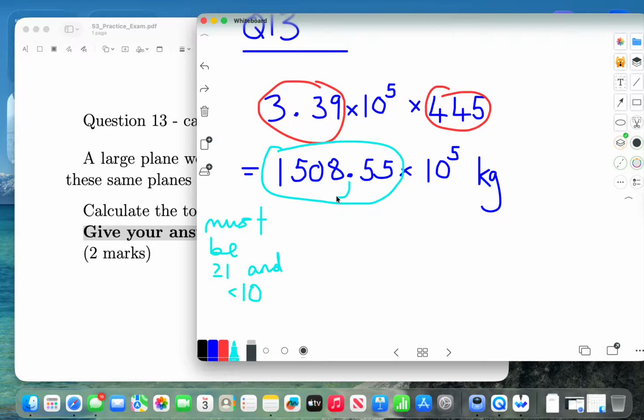I will move it once back, and if you put the decimal point there, you get 150.855, which is greater than 10. So we go again. You put it between the 5 and the 0, we get 15.0855. Doing it again, we get 1.50855. Now this is between 1 and 10, so let's write that down.